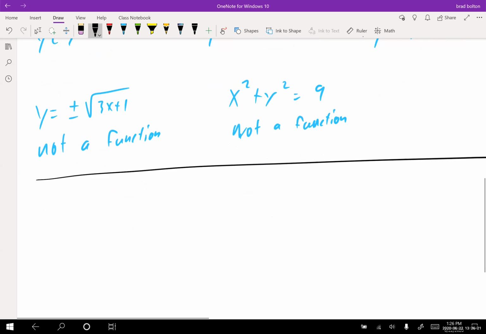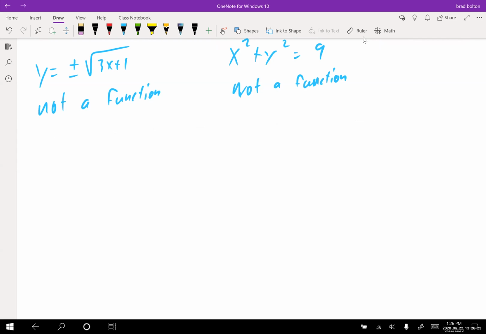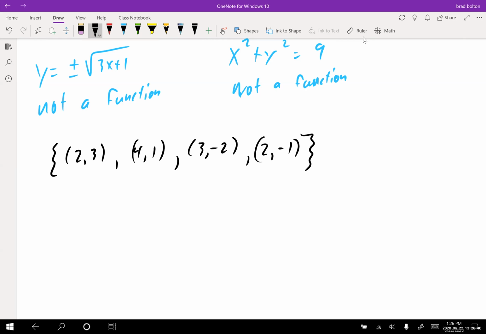Now you can look at coordinates. You could look at the set of coordinates 2, 3. You could look at 4, 1. So these are just points on a graph. These aren't connected. These are just points themselves. We're not actually going to connect them. So this is just a set of 4 points. And you would say, is this a function?